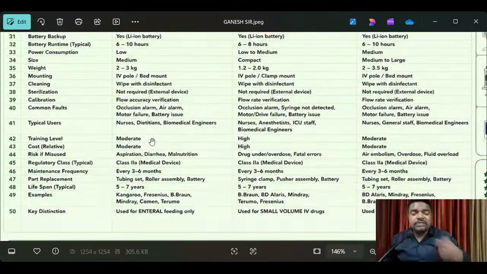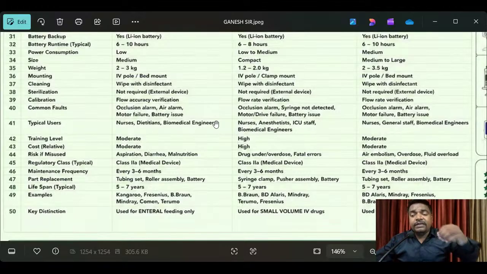Yes, so based on my experience I'm going to say. Okay, now training levels here: feeding pump moderate, syringe pump high, and infusion pump moderate to low. Why here infusion, syringe pump, why? Because when comparing these categories, syringe pump is the very most important thing.